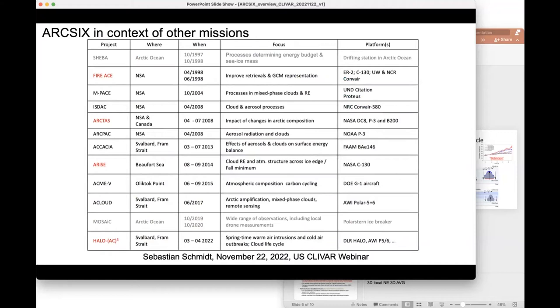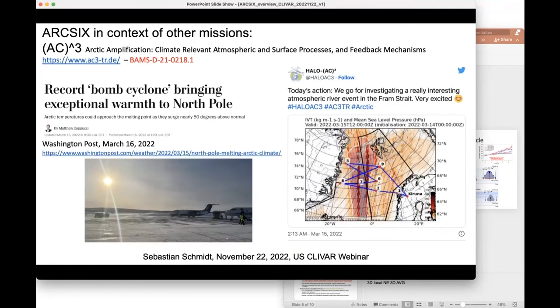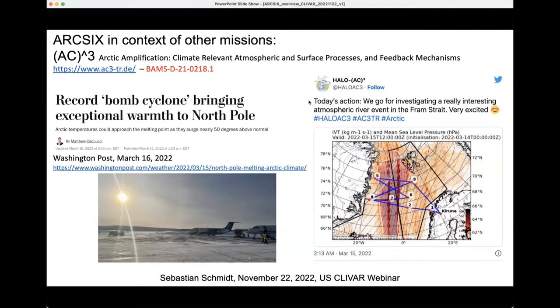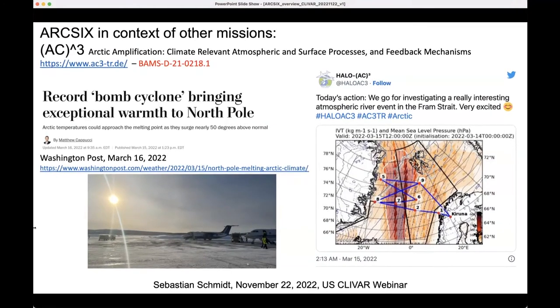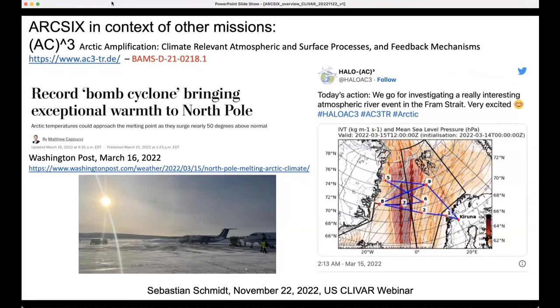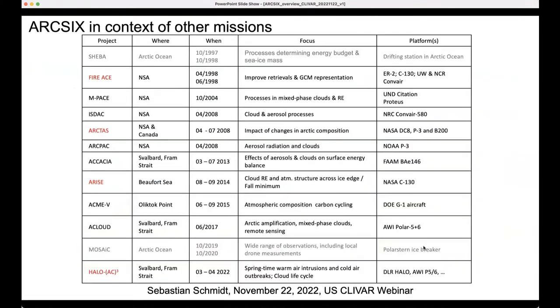Sebastian, sorry to interrupt. I don't see a full screen. I do see you have a background PowerPoint. Do others have the same problem? Yes. Do you see this screenshot with the Washington Post? Oh, okay. You see, okay, so for some reason WebEx shared my full screen then. Okay, let me just make it as big as I possibly can. Now it's better. Perfect. Yeah. Okay, thank you. And now, do you now see the list of prior field missions?